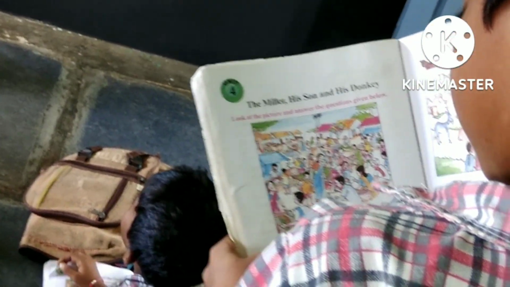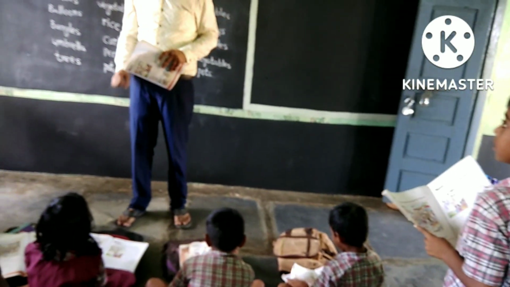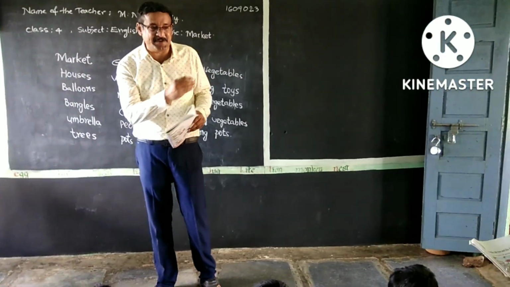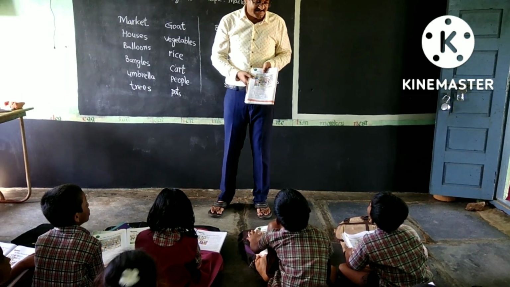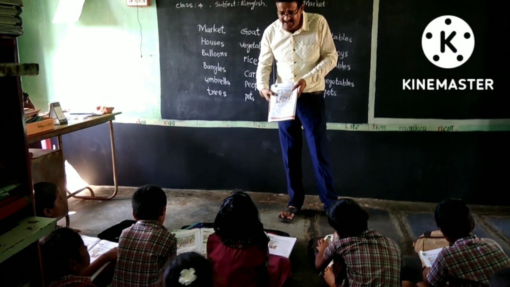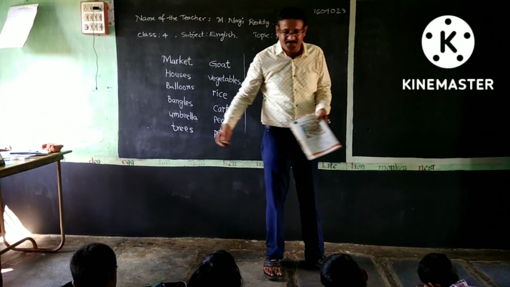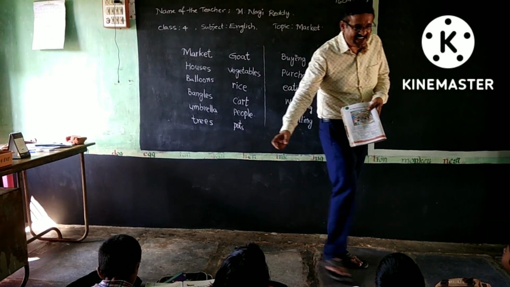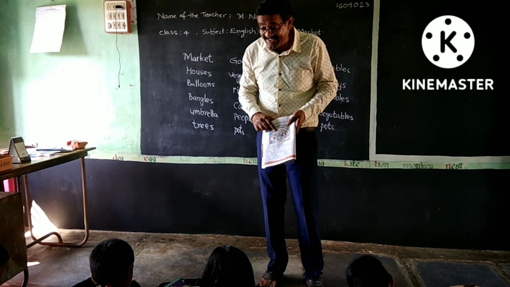What are the people doing in this picture? Can anybody say? Someone walking. Some women holding the children and a goat is eating. People. What is a people?